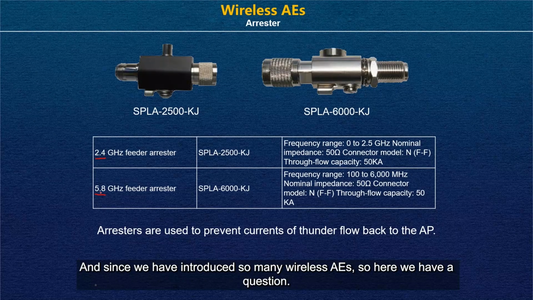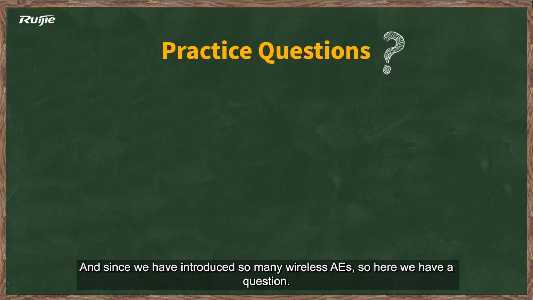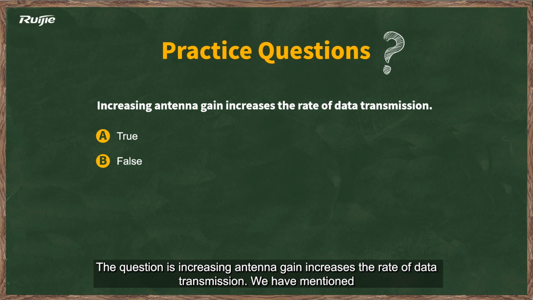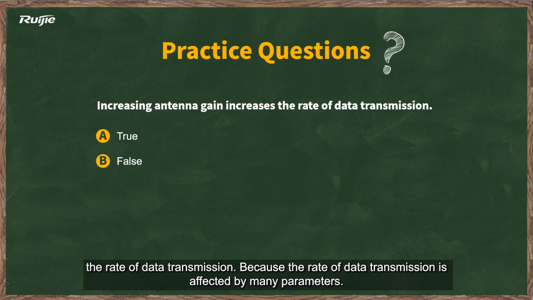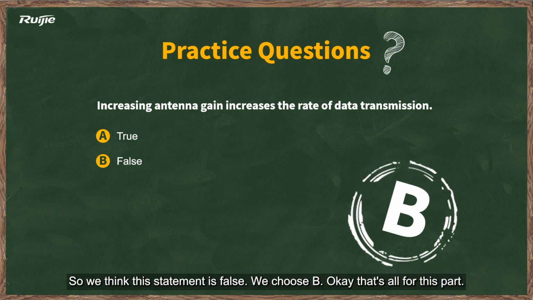Since we have introduced so many wireless AEs, here we have a question. The question is, increasing antenna gain increases the rate of data transmission. We have mentioned that the antenna gain is related to the distance of the signal, but we didn't say that it's related to the rate of data transmission, because the rate of data transmission is affected by many parameters. So we think this statement is false. That's all for this part.